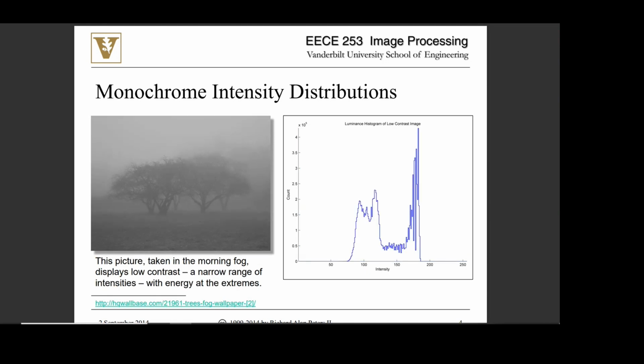And if you look at some other image like this one, now you see that the image is not so dark, so the peak is not here, but the peak is at the brighter values. And then we also see a couple of peaks. So what is this peak? Let's try to identify it.